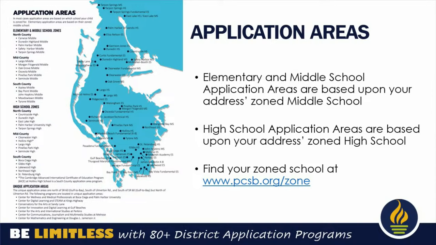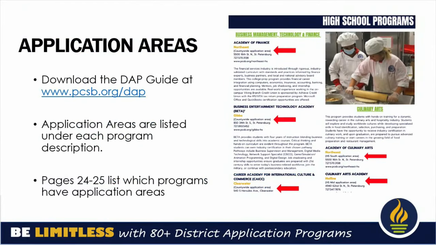Again, to find your zoned school, you can go to pcsb.org/zone and then use this map as a tool to help you figure out which application area your residential address falls into. The DAP guide with that map can be found at pcsb.org/DAP. All of the application areas are also listed underneath each individual program description.